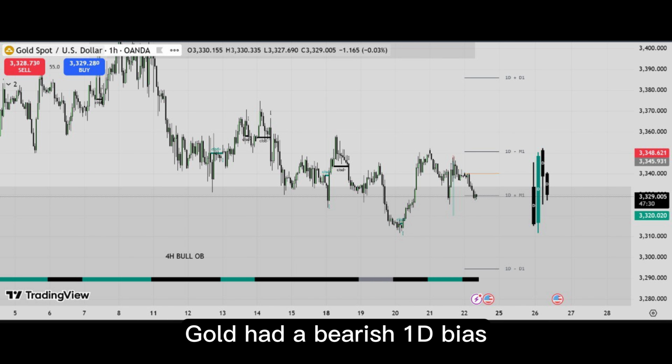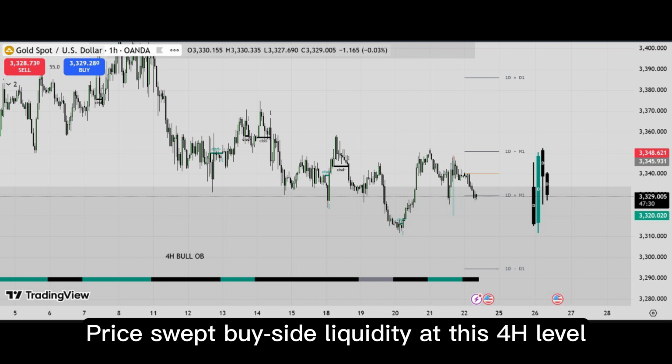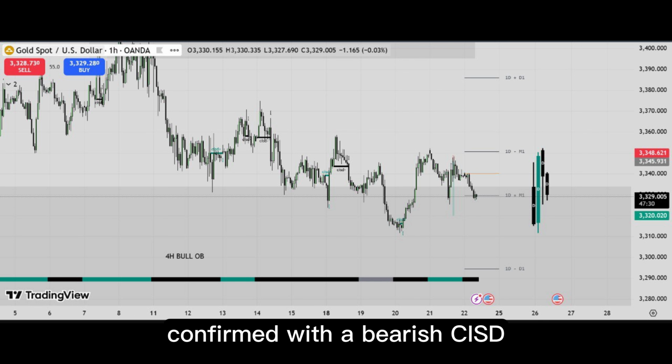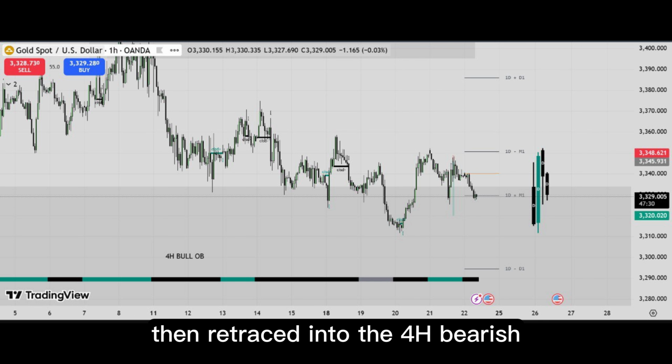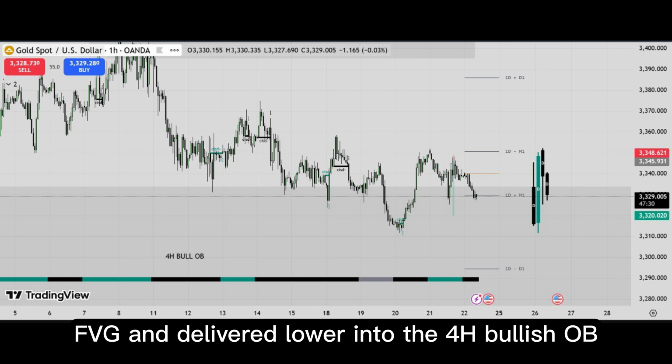Gold had a bearish 1D bias. Price swept buy-side liquidity at this 4H level, confirmed with a bearish CISD, then retraced into the 4H bearish FVG and delivered lower into the 4H bullish OB.